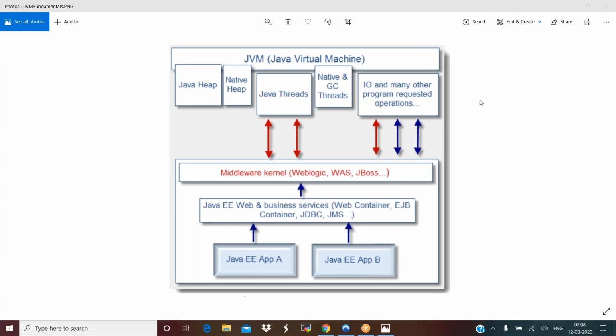Hello, hi, good morning all. Are you able to see my screen now? Good morning, RK. Yeah, able to see.